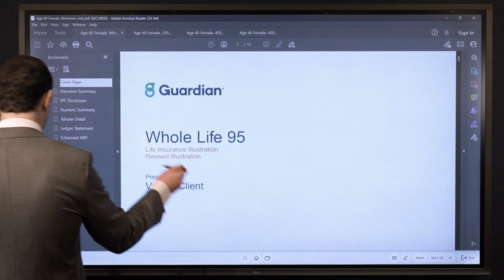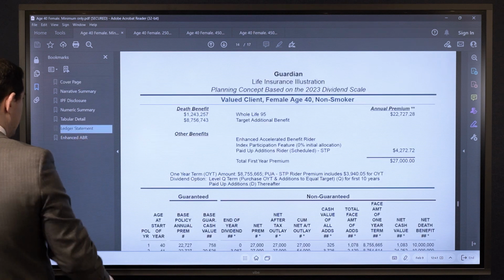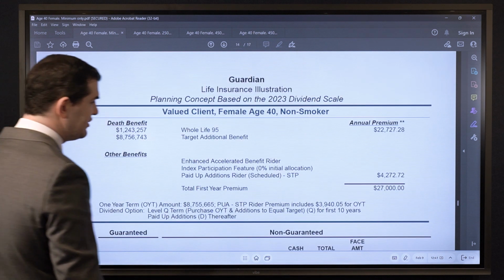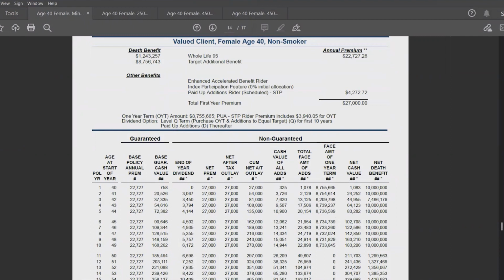So we've got a full illustration here. Let's take a look at the ledger statement. And what do we see? So health rating, standard non-smoker here. Here's our net premium, which is the same as our net after-tax outlay, $27,000 per year.